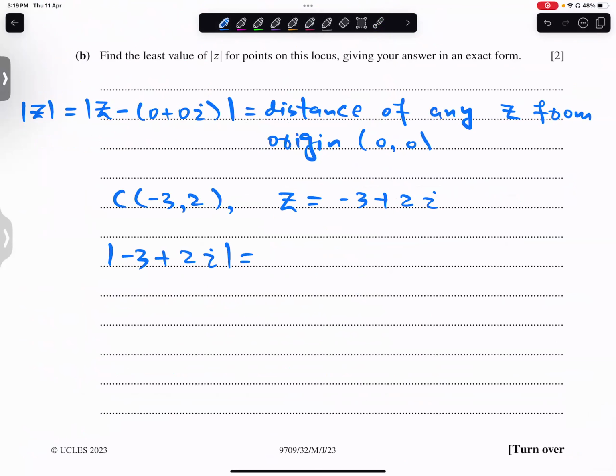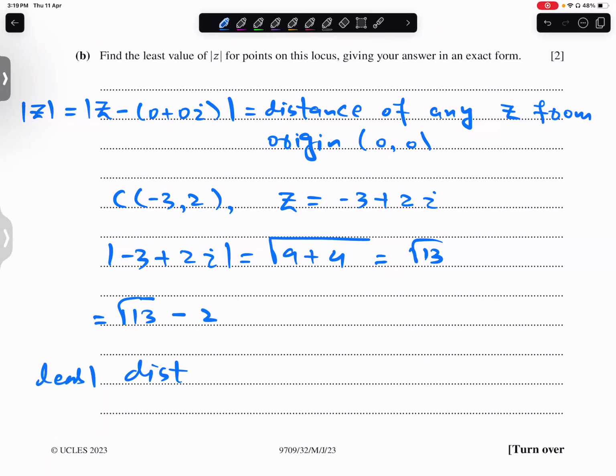If you take its mod, this will be 9 plus 4, that will be √13. Now this is the distance of the center from the origin. Now the least distance will be √13 minus radius. So this is the required distance.